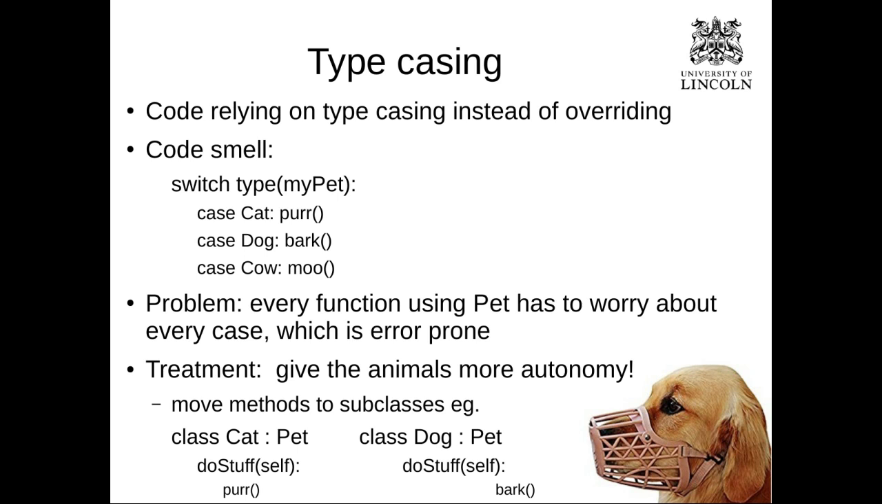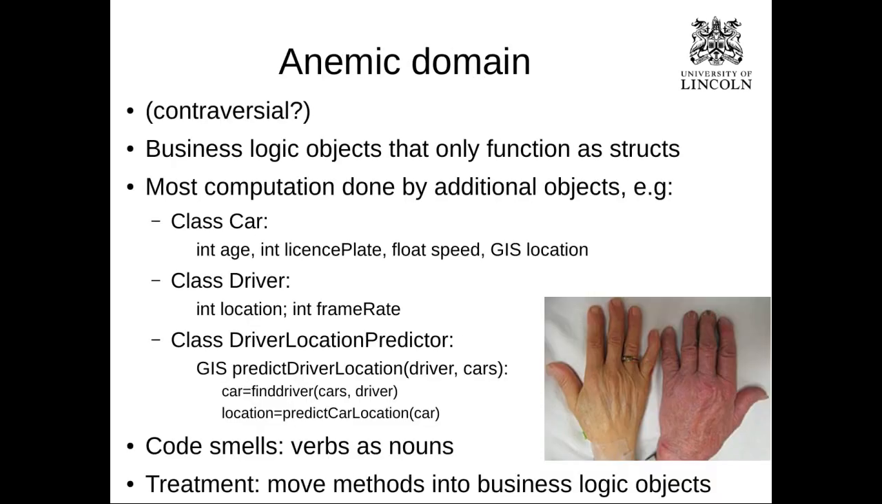Anemic domain. This is a more controversial anti-pattern. Many people would claim this is not necessarily bad style. Hardcore object-oriented programming people and Java people especially will accuse this of being an anti-pattern. This is where we have many business logic objects functioning only as structs. They're only containing data, and the computation is getting done on them by additional objects.